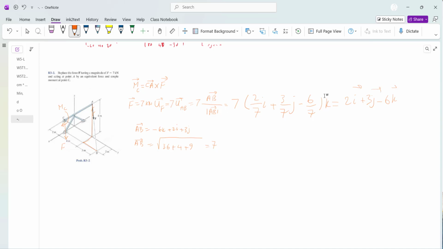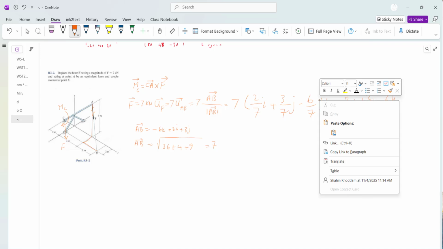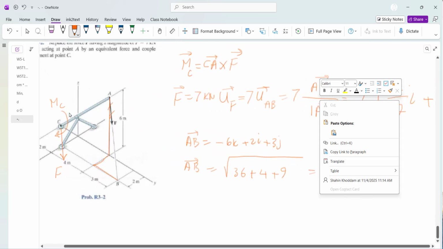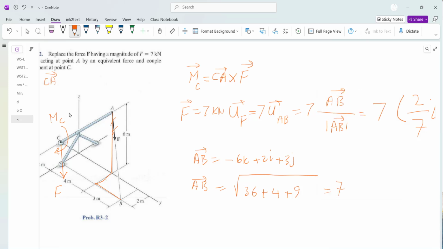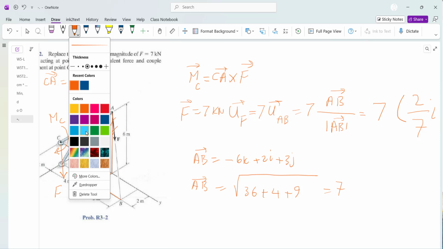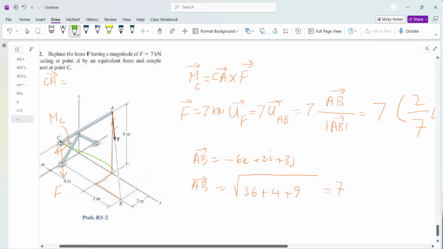The next step is you have to write CA as a vector. So CA as a vector, you want to go from C to A. Let's choose a different color. So I am going from here to here.